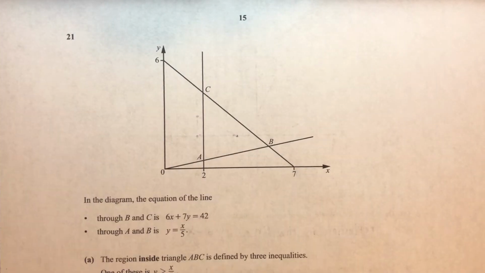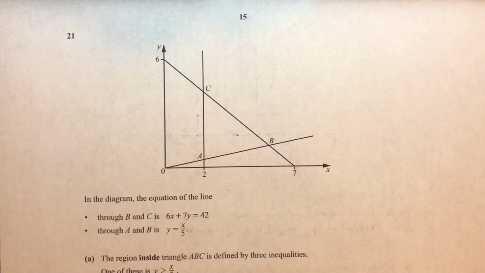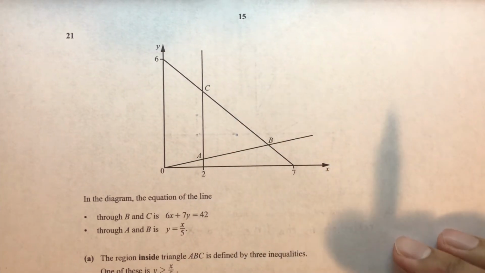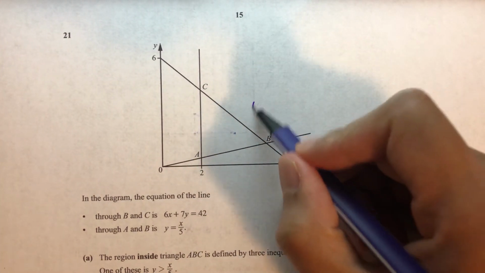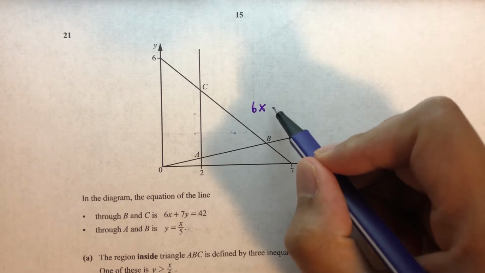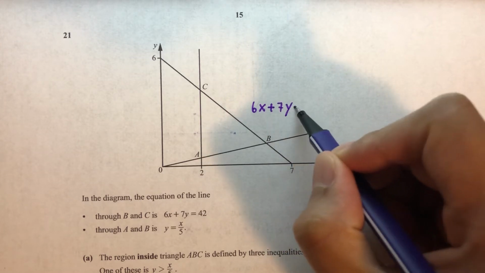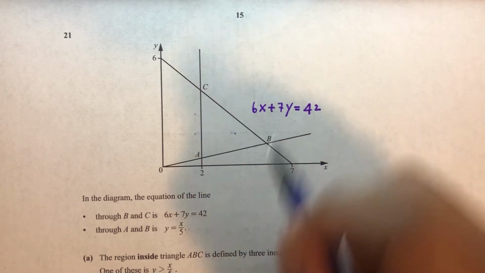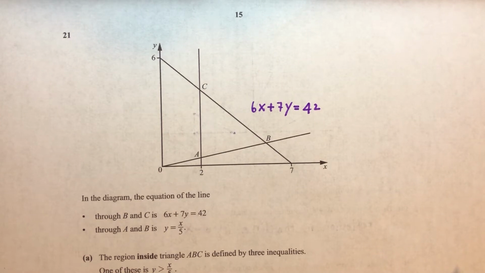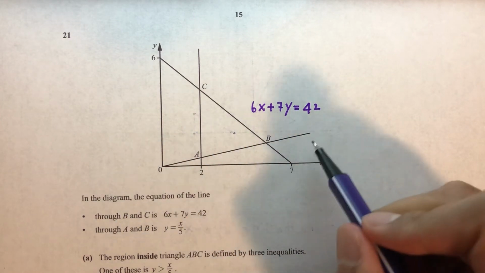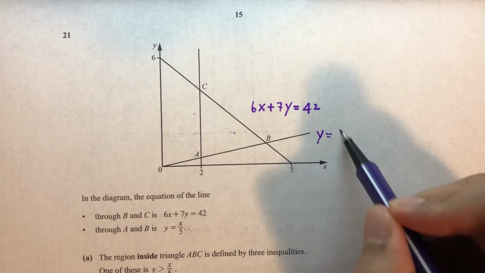Question number 21. In the diagram, the equation of the line through B and C, which is this line, is 6x plus 7y equal to 42. And through A and B, this line is y equal to x over 5.